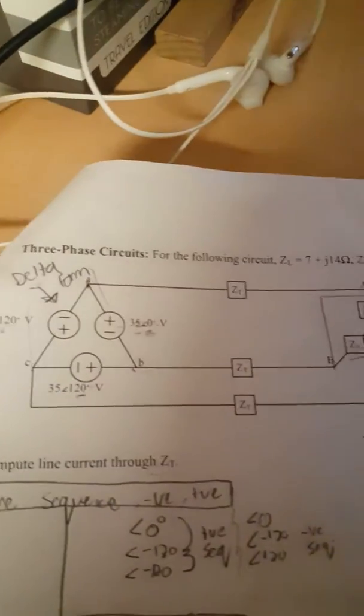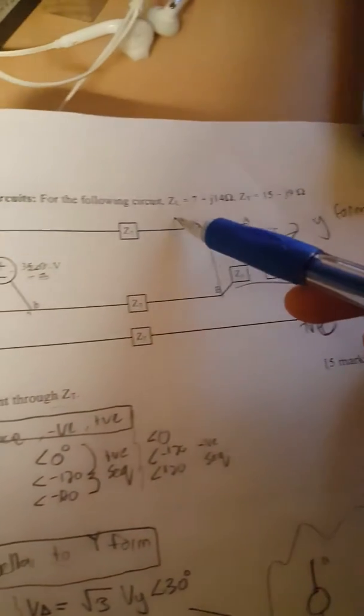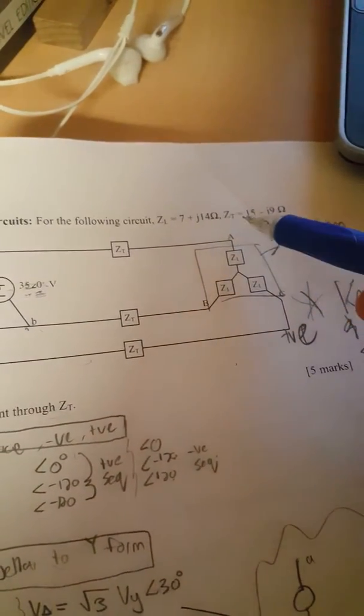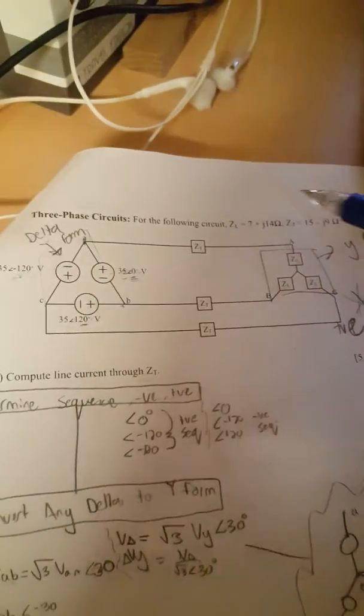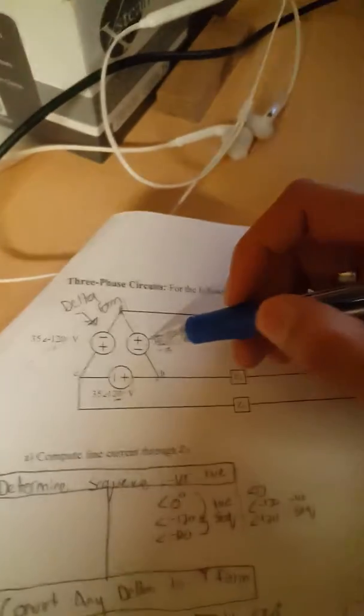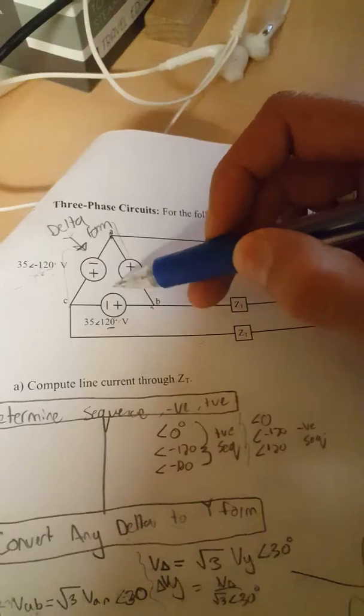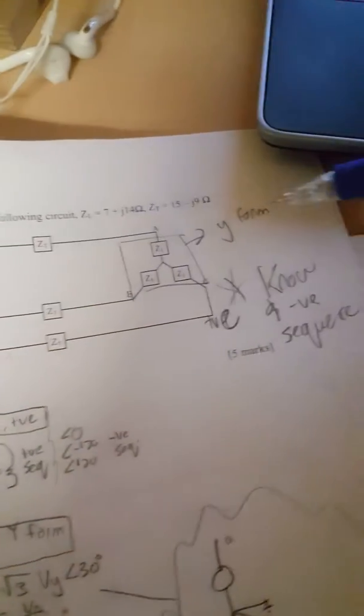Okay, so I'm gonna be showing you how to do three-phase circuits. The question asks for the following circuit: ZL is 7 plus 14j and ZT is 15 minus 9j. So the first thing we have to know is this configuration over here is in the delta form, and this configuration over here is in the Y form.